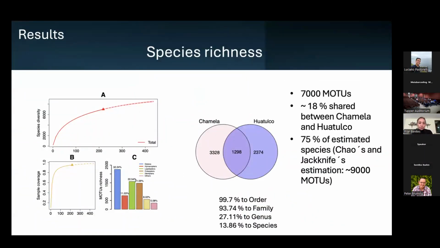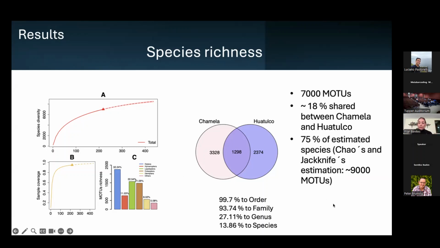So I'm going to present the results we have so far. Altogether, in Huatulco and Chamela regions, we ended up with 7,000 MOTUs, of which only 18% are shared between Chamela and Huatulco. The species accumulation curves show that the slope is less steep at this point, and that we will probably need more than 400 samples to get to a good saturation of the place.